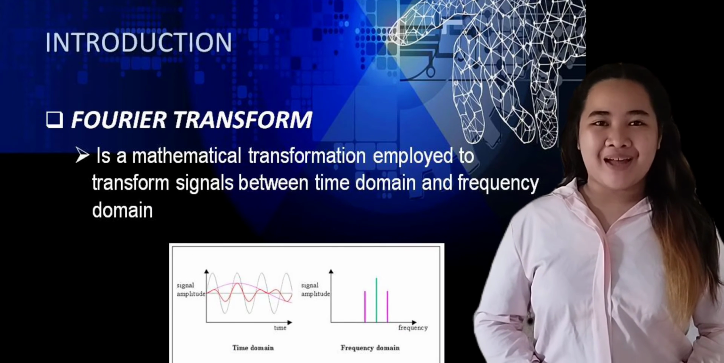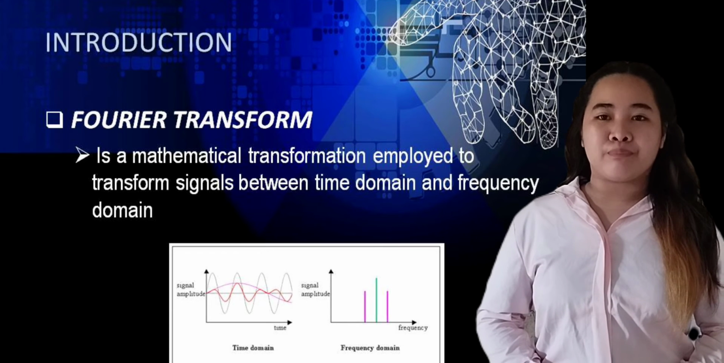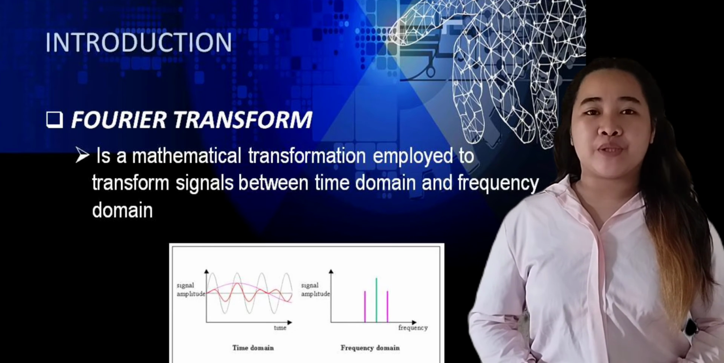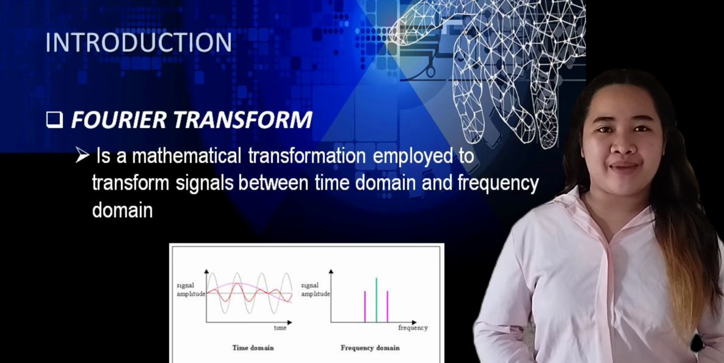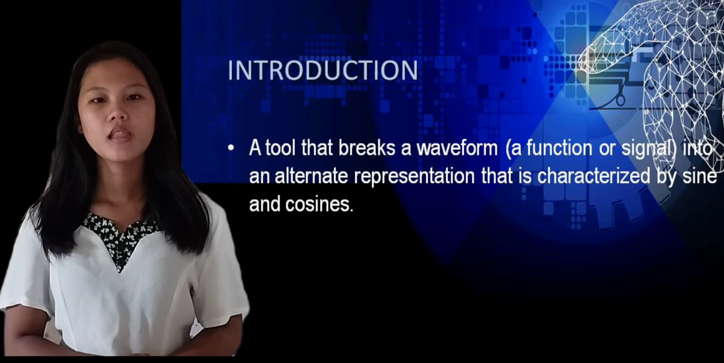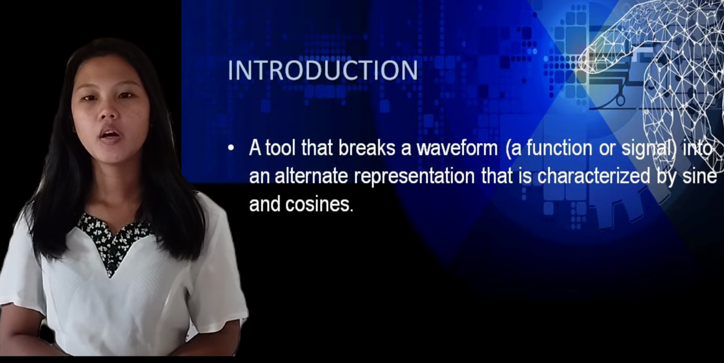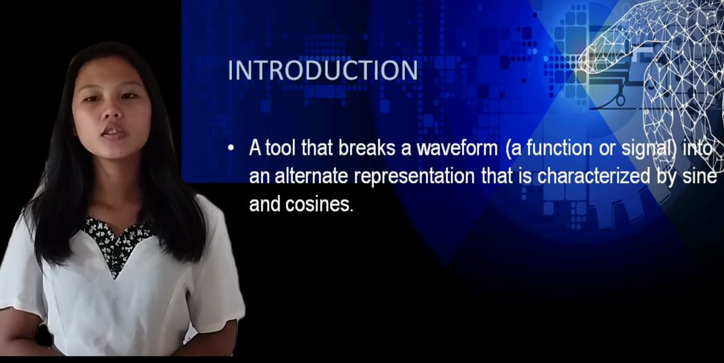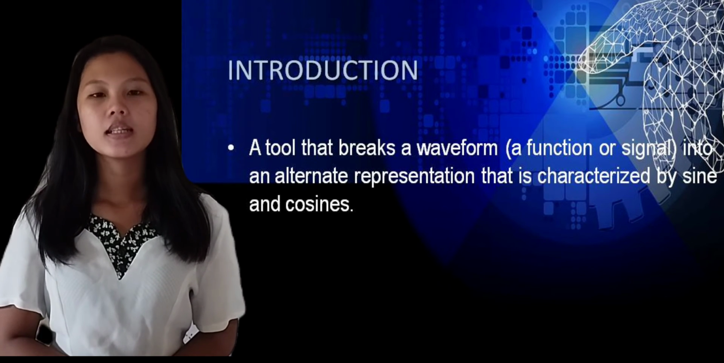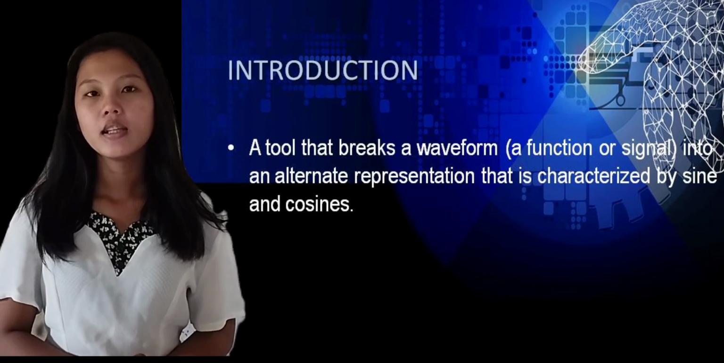Fourier transform is a mathematical transformation employed to transform signals between time domain and frequency domain. It is a tool that breaks a waveform, either a function or signal, into an alternate representation. It is characterized by sine and cosine.